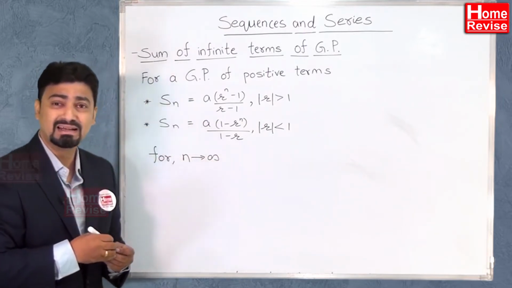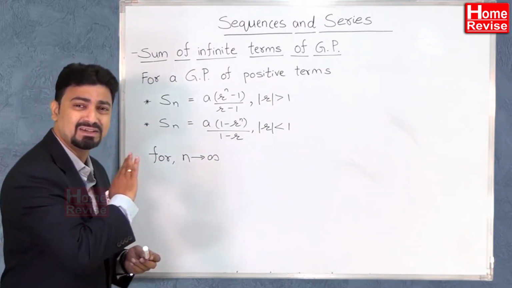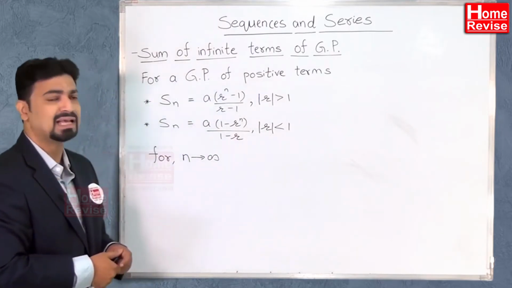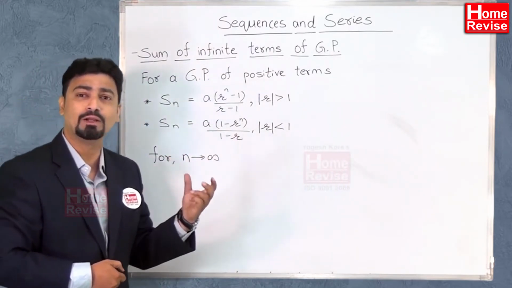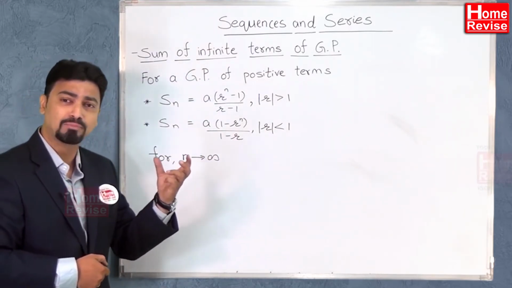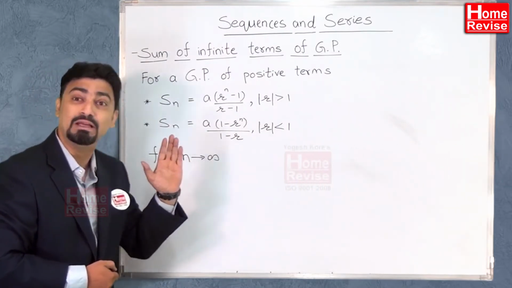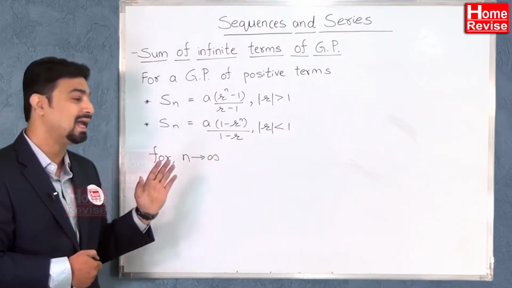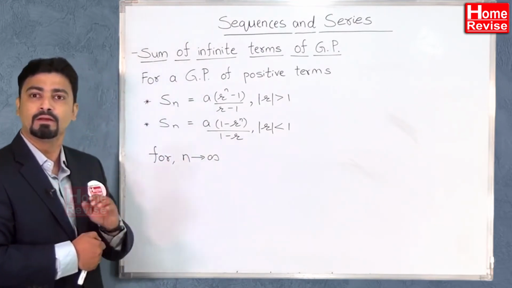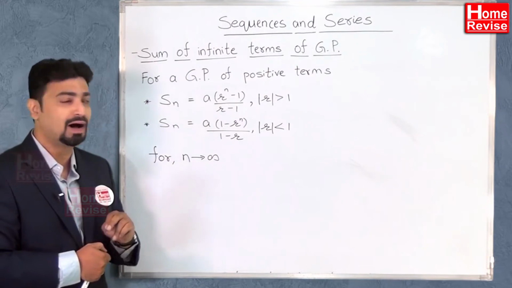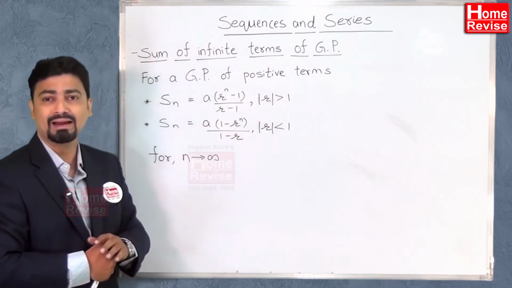That is, n is tending to infinity, or n is trying to reach infinity. As infinity is not any particular value, infinity is an absurd or imaginary concept. We cannot say n equals infinity. We will always say n tending to infinity.